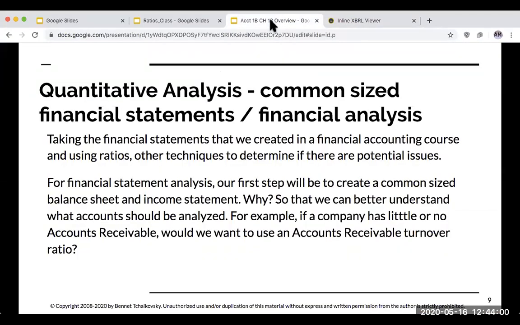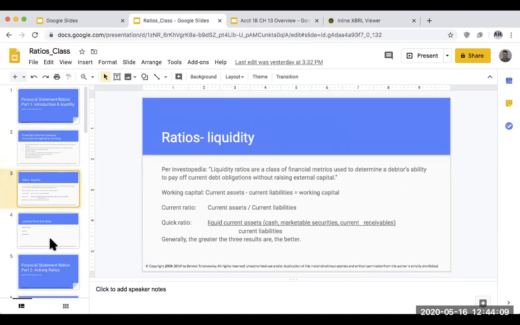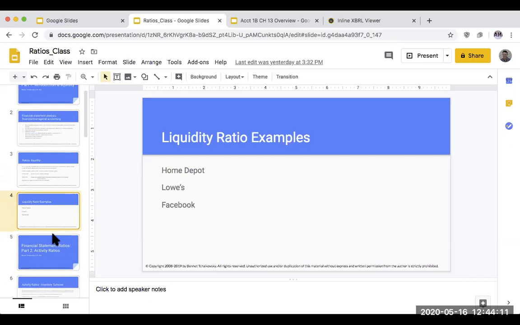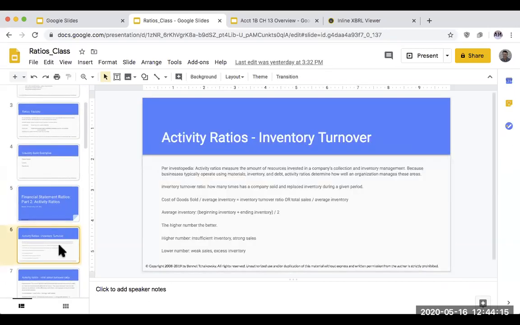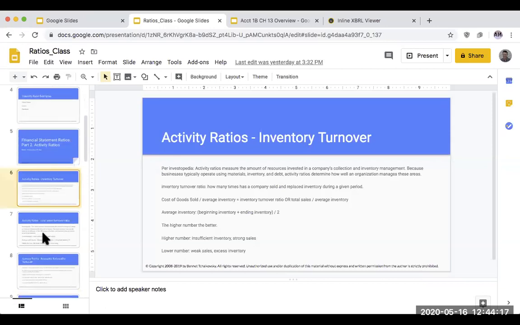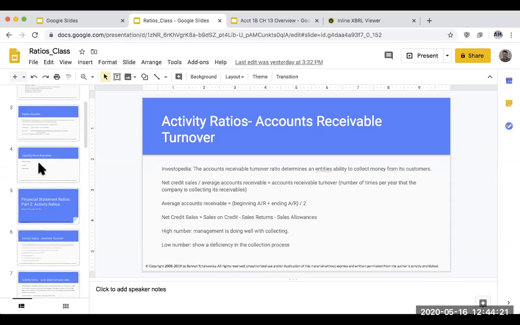So one of the things we're going to be doing in this chapter is looking at ratios. I have separate videos that walk you through the various different ratios for liquidity, and I'm going to give you those links at the end of this presentation. But we'll be going through and doing ratio analysis.